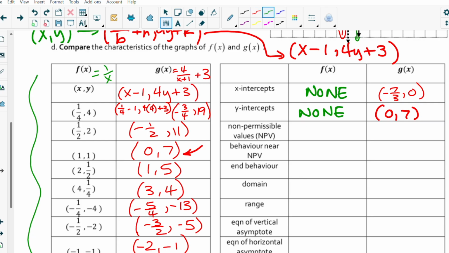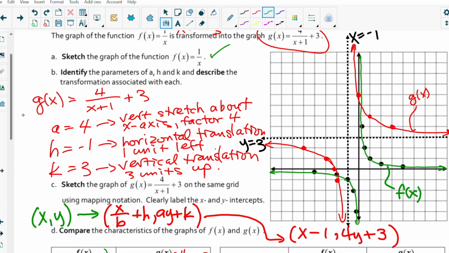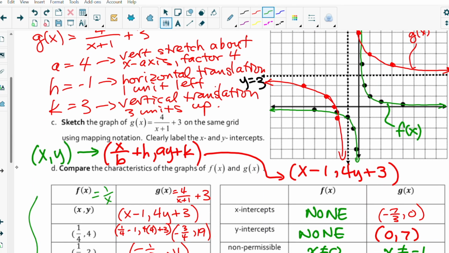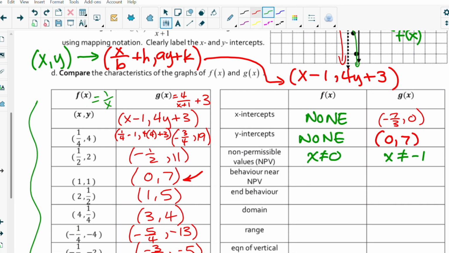Non-permissible values on 1 over x: x does not equal 0. And then on g of x, x does not equal negative 1. If I take a look right here, if x equals negative 1, I get 0 in the denominator, not allowed, so it's a non-permissible value.